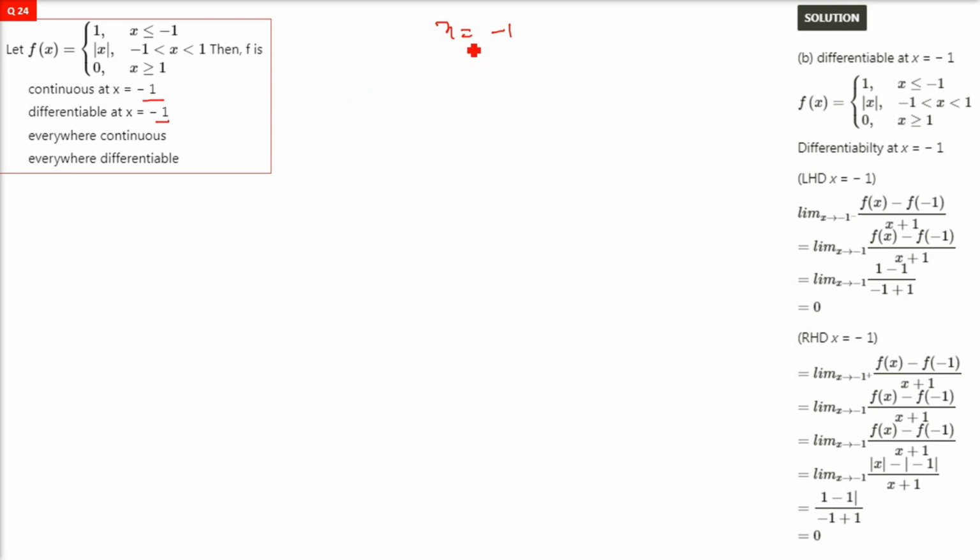So on the left we go. When we go to the left of minus 1, I'll just show you what we are going to take. When we go to the right of negative 1, I'll show you what we are going to take. See, I'll show you on the number line. We have this negative 1, and we have a 1 here.